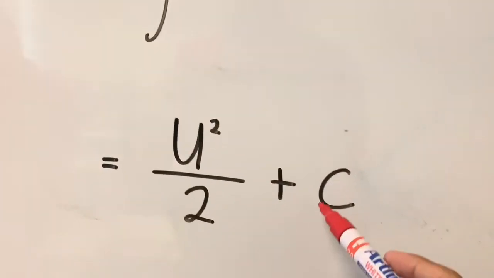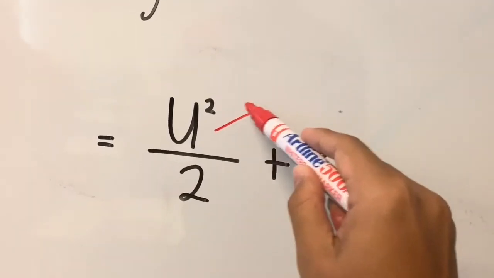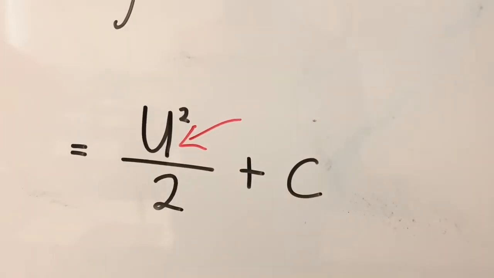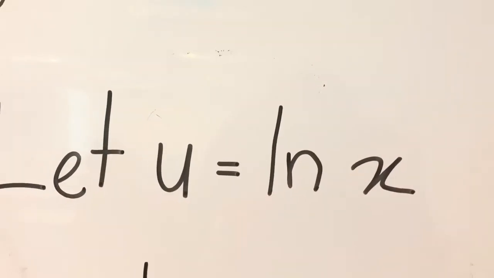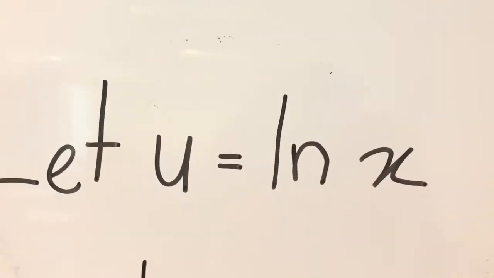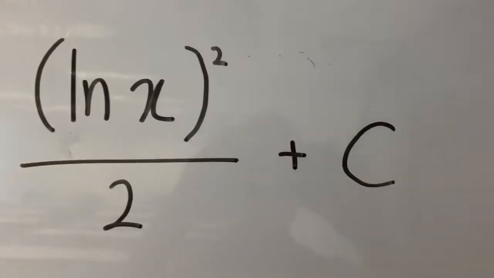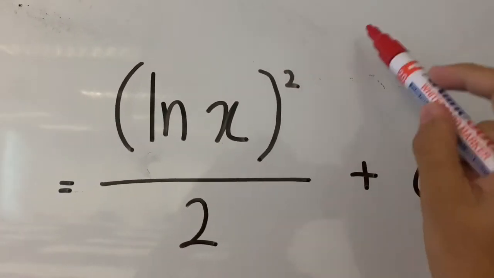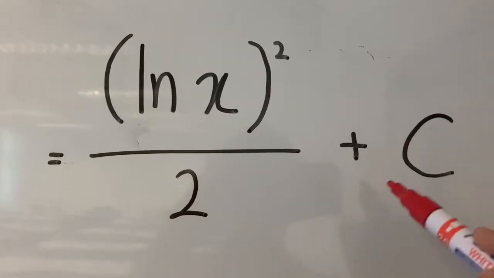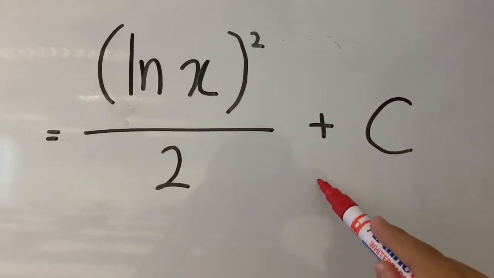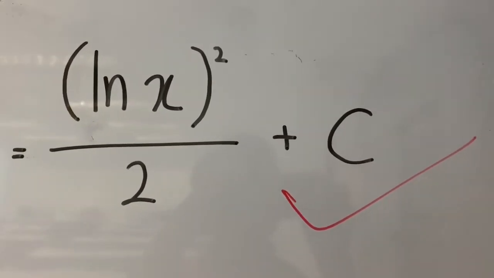After we have done the integration operation, we need to sub the term u back to its original term, which is u equals ln x. So the answer will be ln x to the power of 2 over 2 plus c. So this will be the final answer.